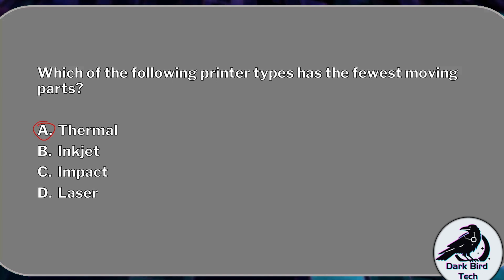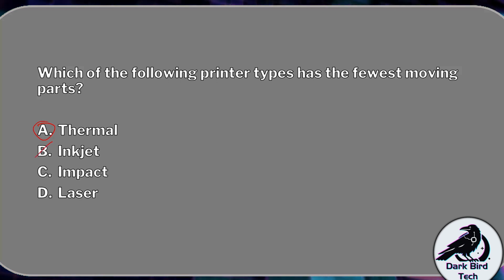Now the answer is thermal, and the reason why is there's only one thing that moves in a thermal printer: the paper feed mechanism. That is it. With an inkjet, you've got the paper rollers and you've got the carriage that holds either the cartridges or the nozzles if the inkjet printer uses a tank of liquid instead of a cartridge. So more moving parts than the thermal.